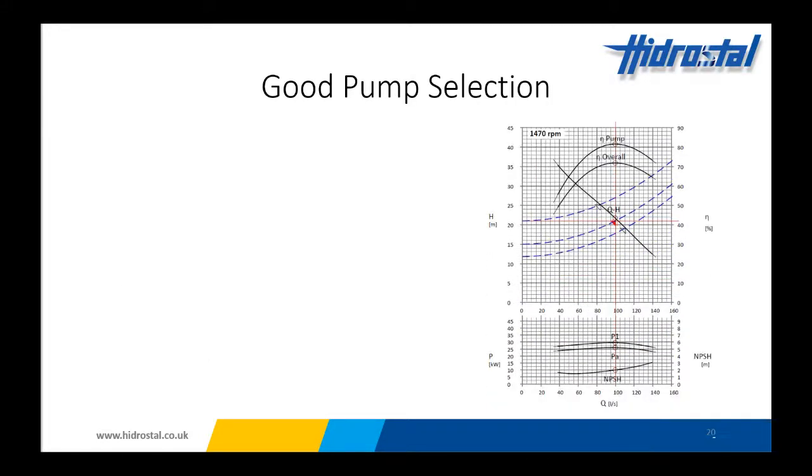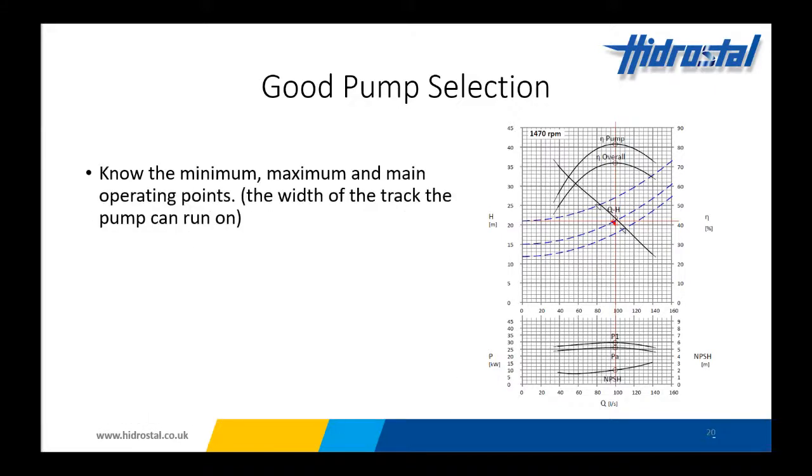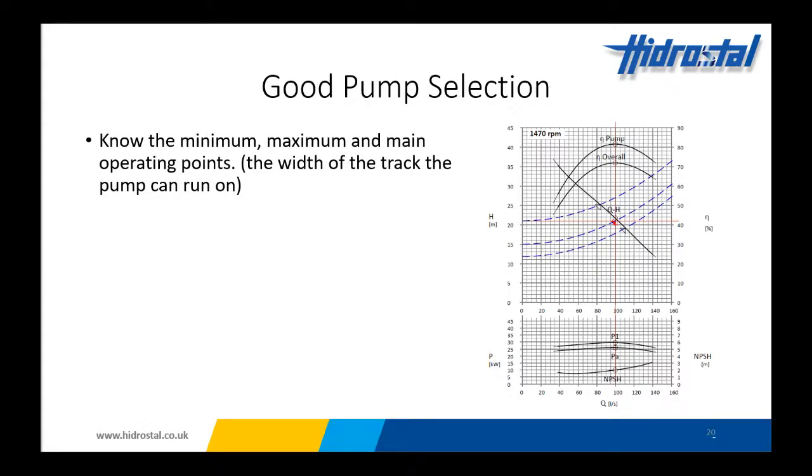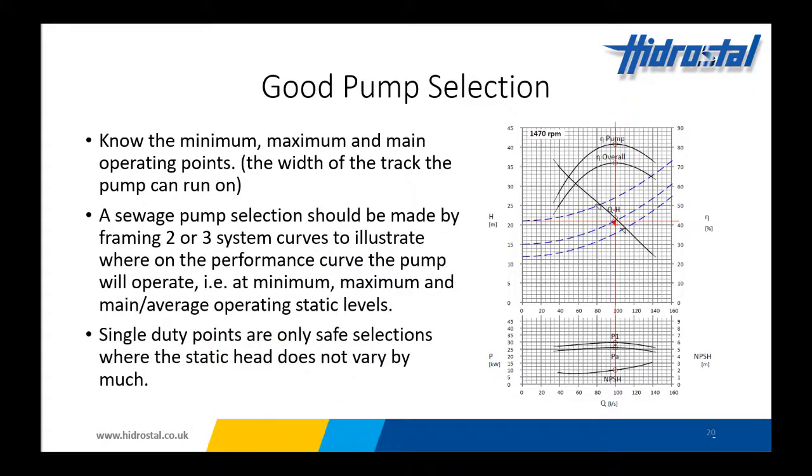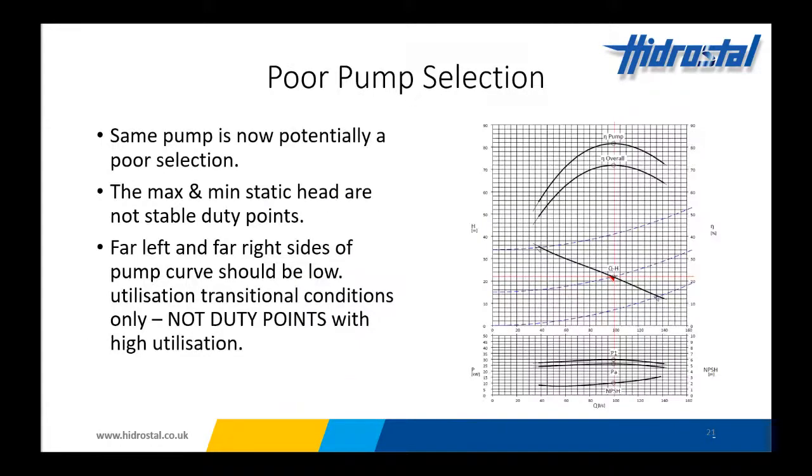So good pump selection may look something like this, where you've got a minimum, a maximum, and an average. So you've got something to frame it by there. Single duty points are only safe if the static head doesn't vary. Normally in a wastewater system, you're going to have a minimum and a maximum there somewhere. So a poor pump selection using the same pump could look like this. And what's happened here is the static elements have moved, the maximum static and the minimum. So now we've got a much wider track, almost too wide for our pump to run on. So this is a more unstable system.